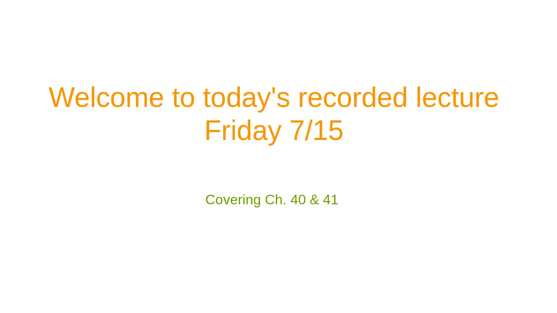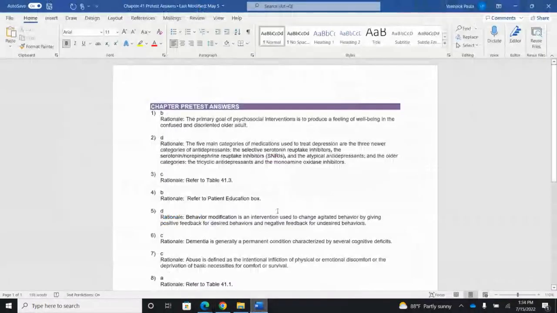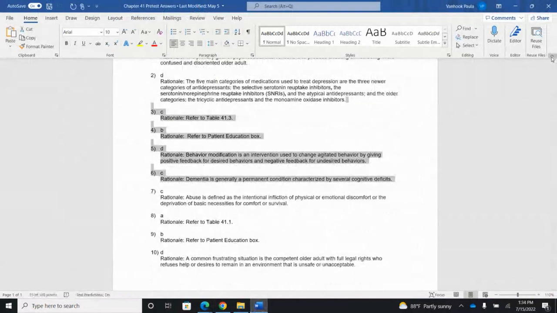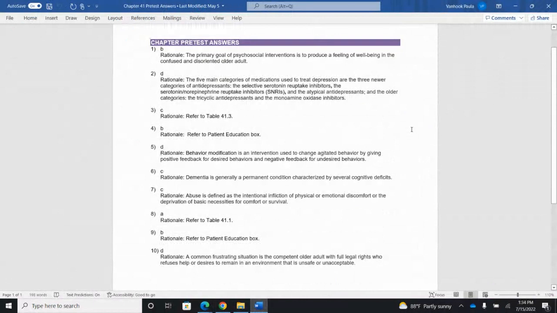I'm going to go ahead and show you the pretest answers. And these are the answers for the pretest to chapter 41, and the pretest is available to you in Blackboard in week 12.